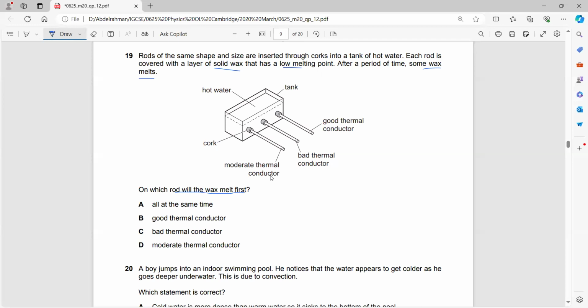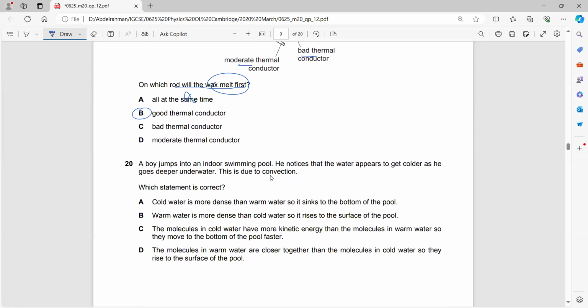All at the same time? Definitely not all of them. We have a good thermal conductor, a bad thermal conductor, and a moderate thermal conductor. Definitely, the wax will melt first on the good thermal conductor. It's quite obvious.